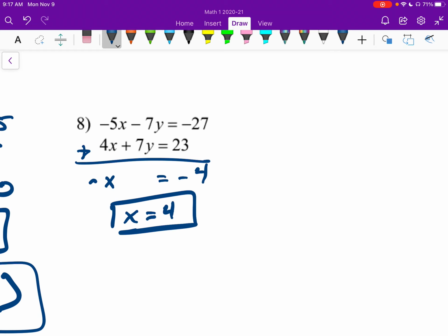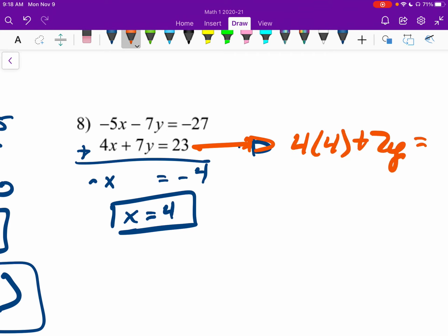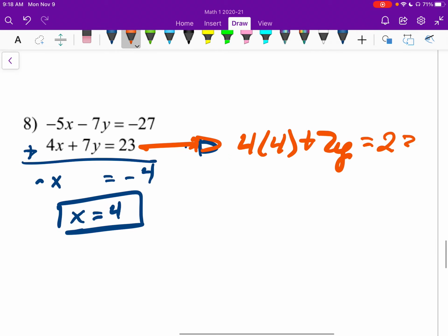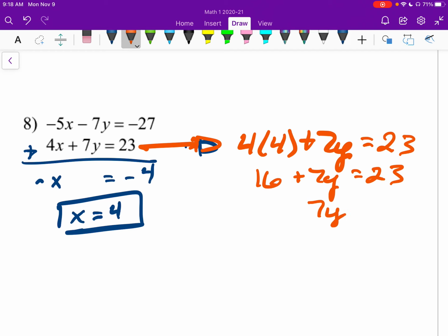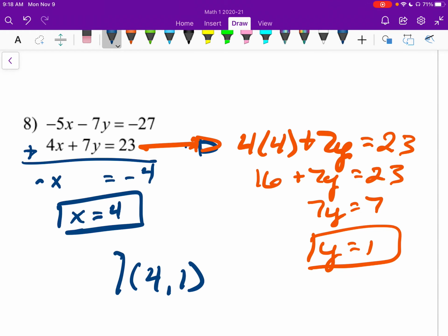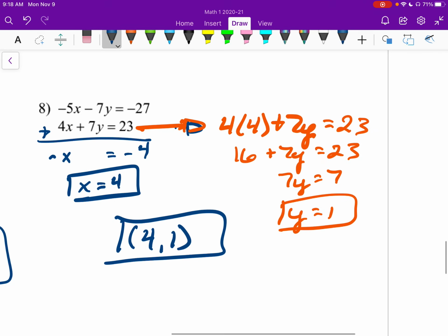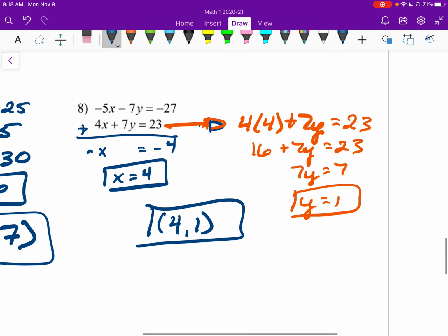There, sorry about that. I pick where I want to plug in my x. I don't think it makes much of a difference, but I'm going to use the bottom one. So 4 times 4 plus 7y is 23. 16 plus 7y is 23. I subtract my 16, and 7y is 7, so y is 1. I write my answer as a point, (4, 1). There we are. All right, that is elimination.